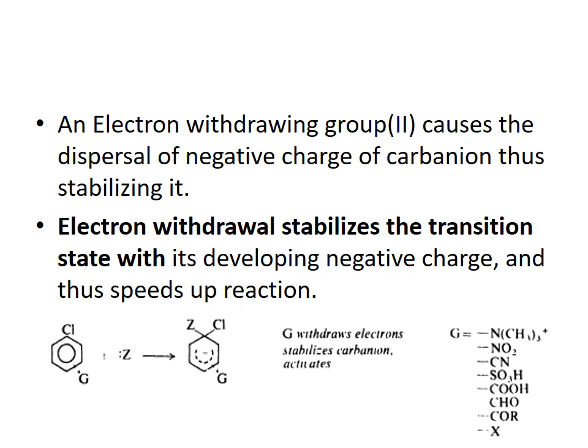This slide shows examples of electron withdrawing groups that withdraw electrons from this carbanion, which causes the dispersal of the negative charge and stabilization of the carbanion, and ultimately leads to an increased rate of reaction. The examples we have learned earlier: N(CH3)3+, NO2, CN, SO3H, CHO, COR, and so on, including halide ions.